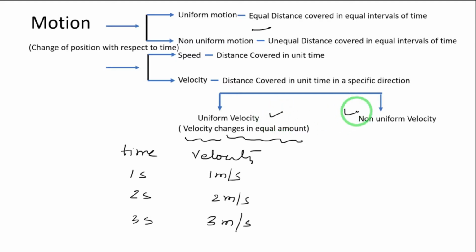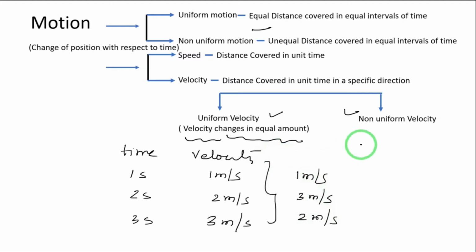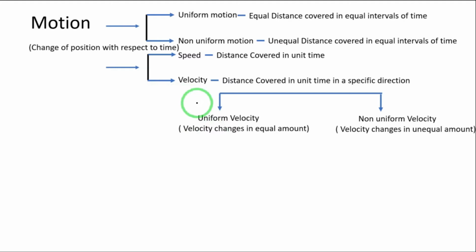And non-uniform velocity is again the opposite of this. If it covers 1 meter per second first, and then suddenly it rises to 3 meter per second, and then again it comes to 2 meter per second, then it is non-uniform velocity. We have studied about the graph, right? And when the velocity changes, either increases or decreases, that causes acceleration or deceleration. This was what we studied in the previous chapter, and many more related topics.